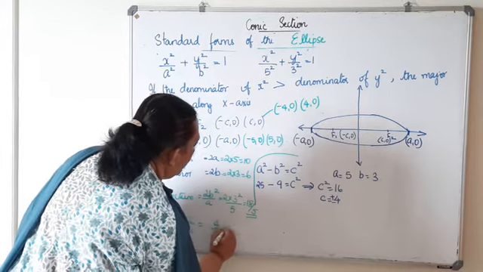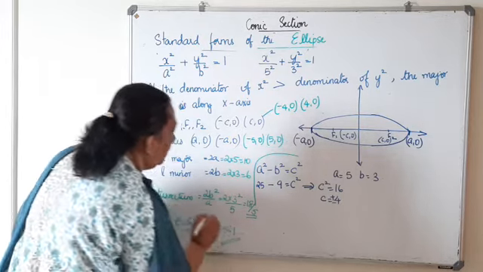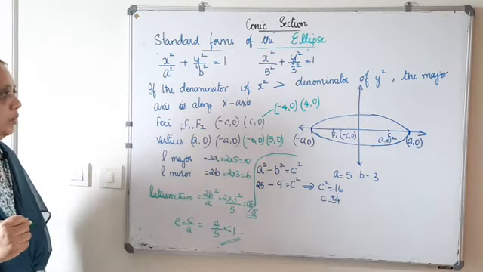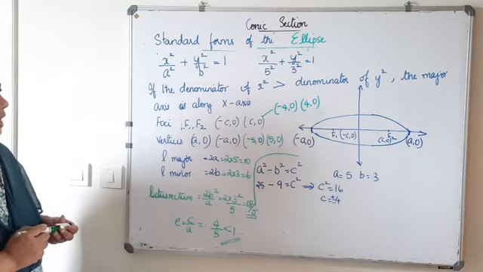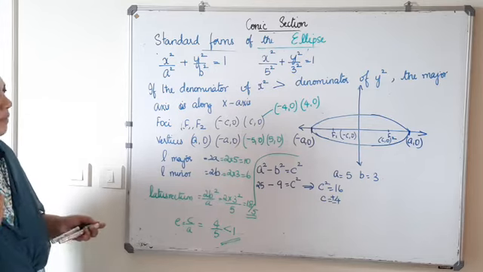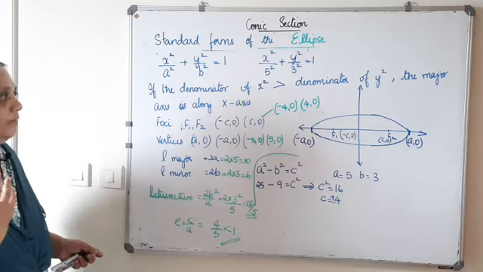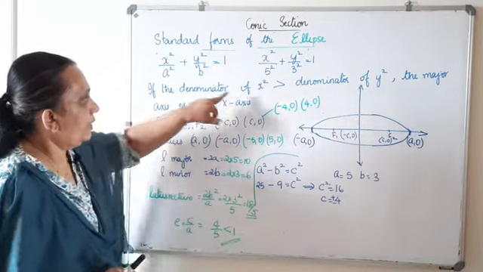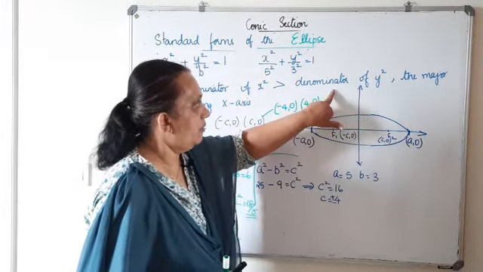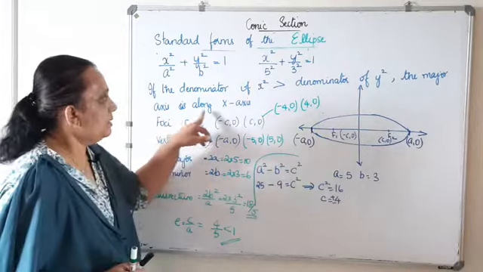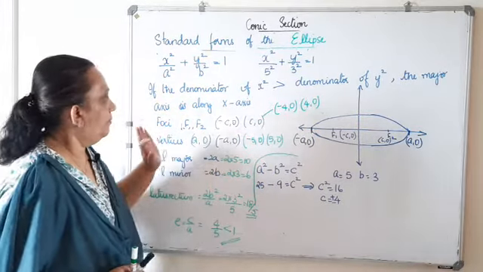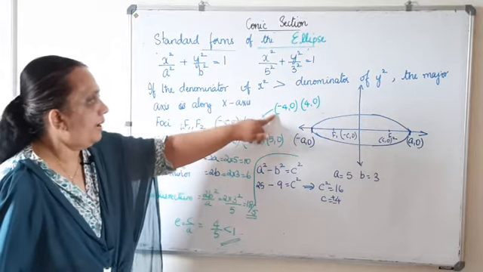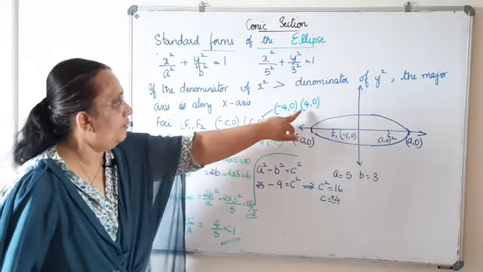4 by 5, which is less than 1. Eccentricity e is equal to c by a, which is less than 1. So it is an ellipse. This is how you identify where the major axis and the minor axis are. If the denominator of x squared is greater than the denominator of y squared, the major axis is along the x-axis. Foci, there are two foci, F1 and F2, that is minus 4 comma 0 and 4 comma 0.